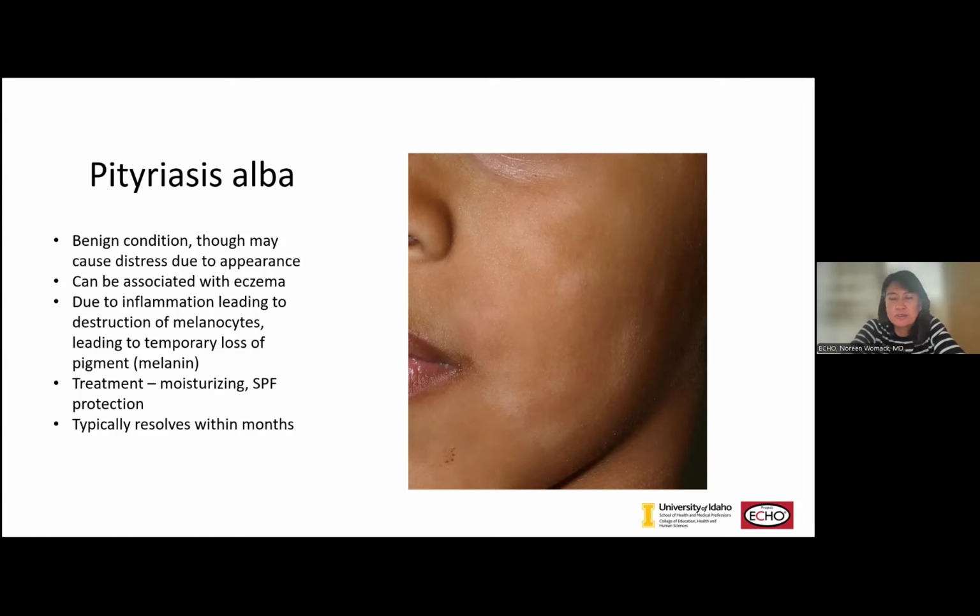So really no treatment for this, unless every once in a while, if it looks like a large area, we'll do some over-the-counter steroid. But really just good sunscreen, good moisturizing, and then just time will have these go away. Next slide.